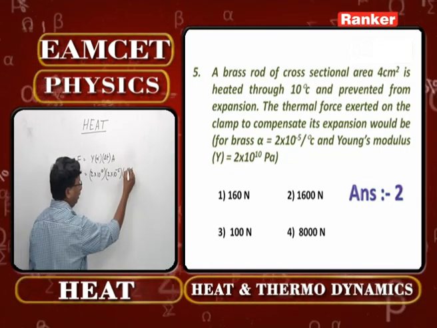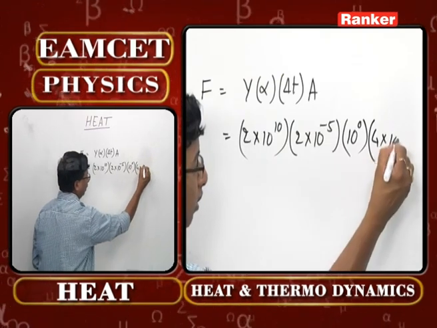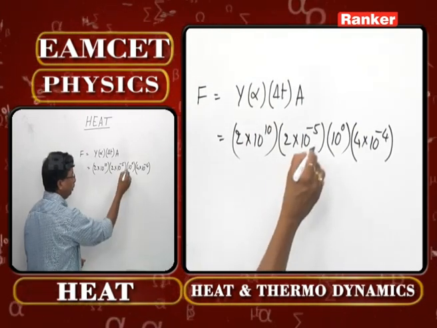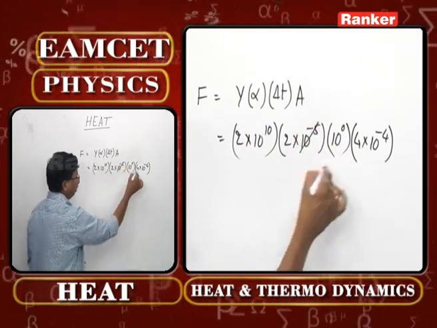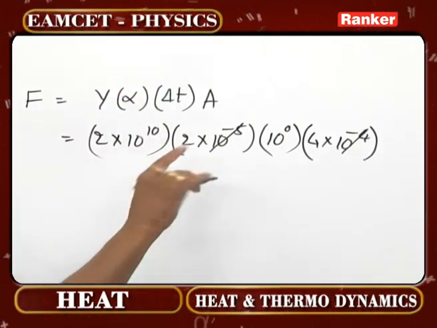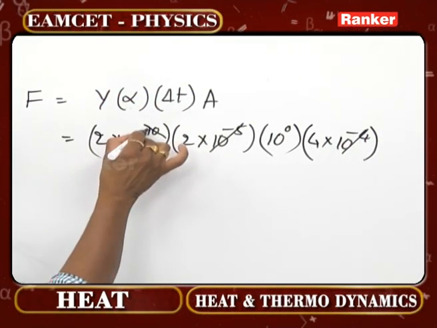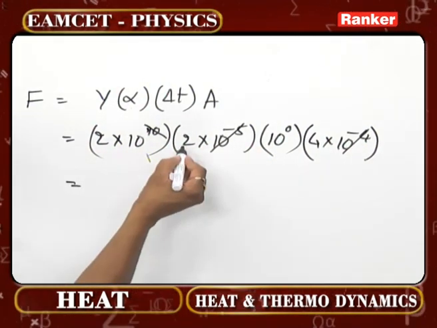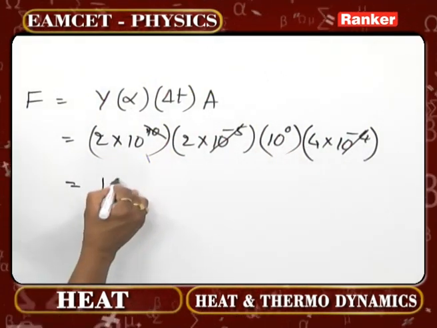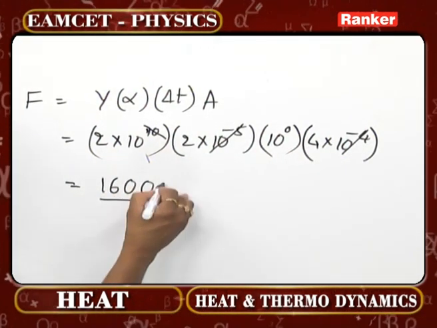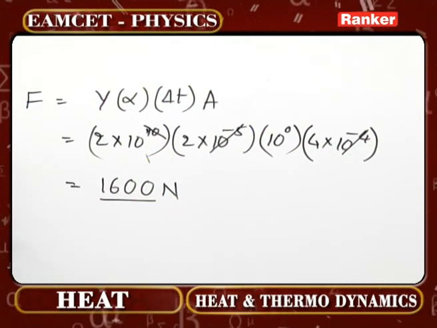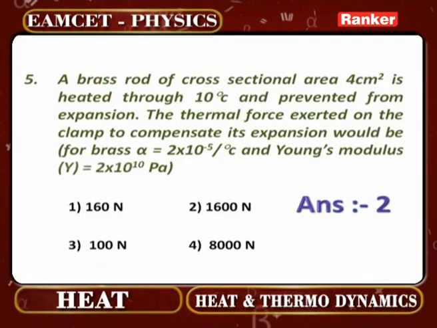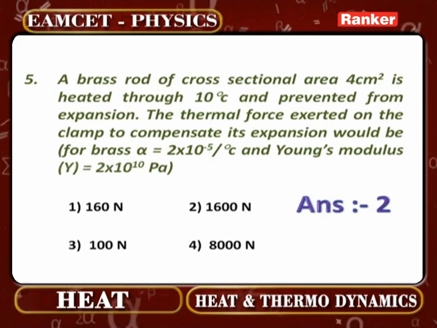What will be the area, please? 4 centimeter square. Write 10 power minus 4 meter square, 4 into 10 power minus 4. You can now write this way: 10 power minus 5, 10 power minus 4, 10 power minus 9. That gets cancelled 10 times here. Now 10 into 10, 100. 100 into 4, 400 into 4. So 1600 Newton you will be getting. Look at those options carefully. 160 Newton is the first option, 1600 Newton the second option. So automatically the second option is going to be tallied.